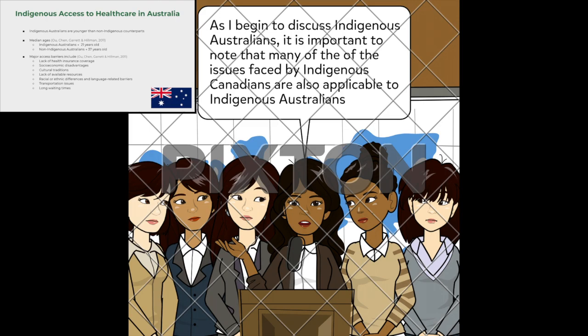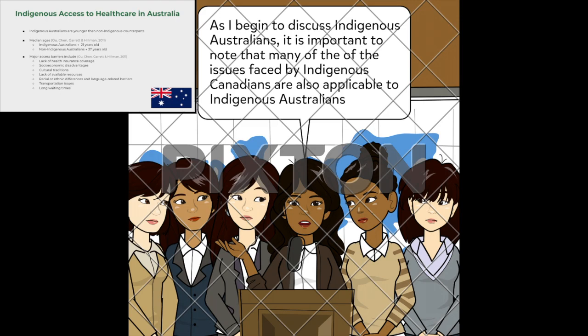As we begin to discuss Indigenous Australians, it is important to note that many of the issues faced by Indigenous Canadians are also applicable to Australians and vice versa. On average, Indigenous Australians are younger than their non-Indigenous counterparts, with a median age of 21 versus 37. They are found to have a significantly lower life expectancy and face proportionately greater challenges in terms of a variety of indicators such as socioeconomic status, physical health, and mental health.